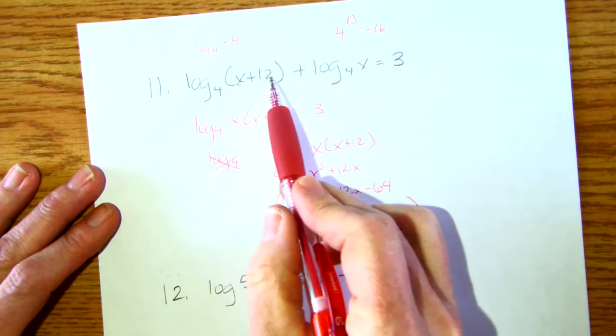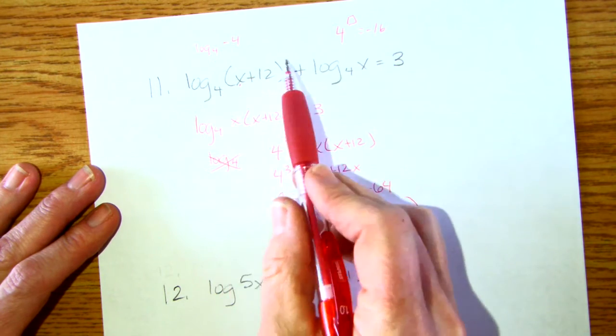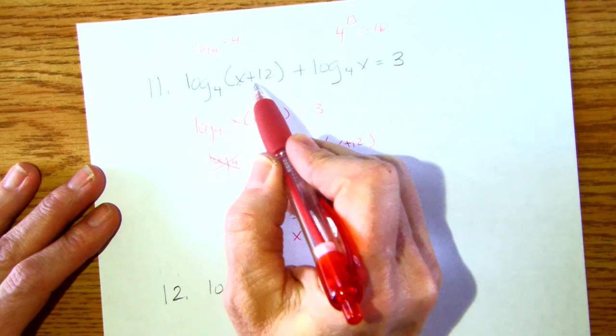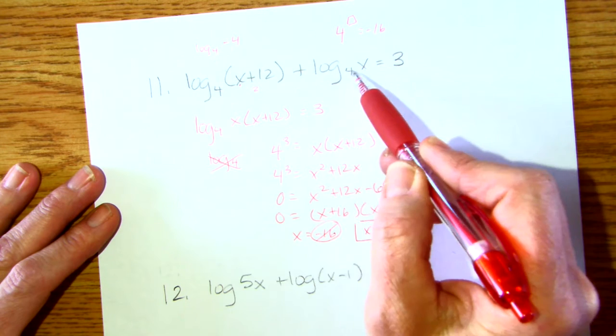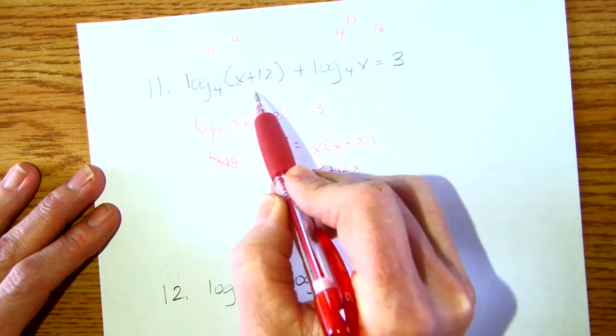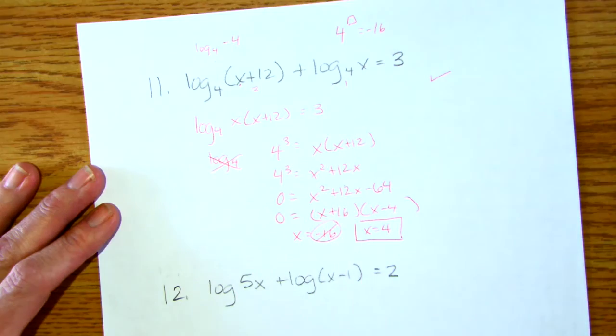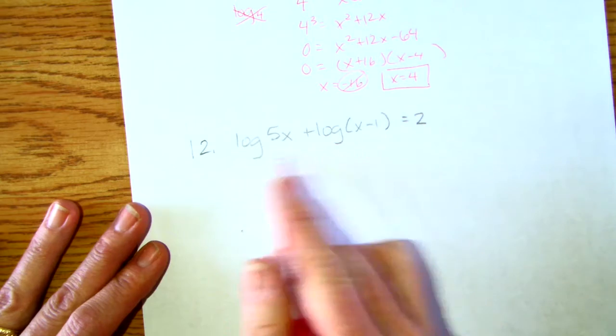We should check 4. 4 plus 12 is 16. We know 4 squared is 16, so that would be 2. If this is 4, 4 to the 1 is 4, so 2 plus 1 is 3. That checks. Let's do it one more time.